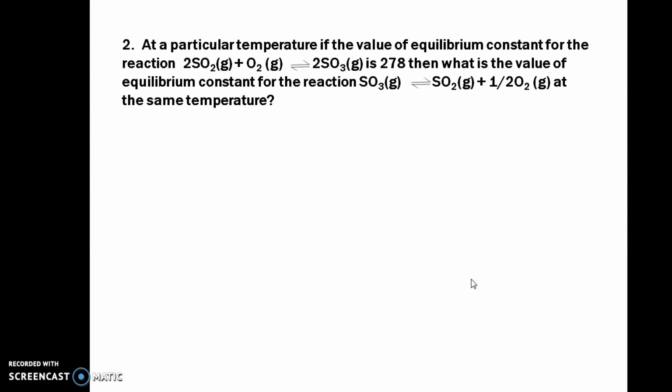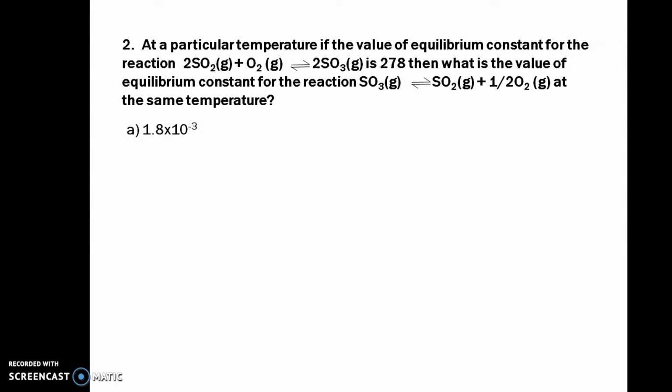Let us go for the second problem. At a particular temperature, if the value of equilibrium constant for the reaction 2SO2 plus O2 giving rise to 2SO3 is 278, then what is the value of equilibrium constant for the reaction SO3 reversibly giving rise to SO2 plus half O2 at the same temperature?